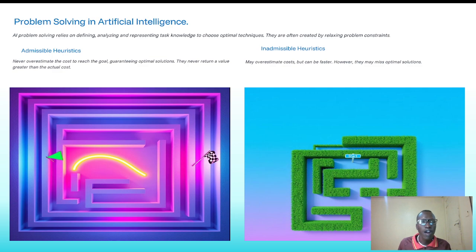As you can see, we have admissible heuristics. You can see the picture, that is in the form of a maze. On the other side, we have inadmissible heuristics, as they are well explained by the pictures.